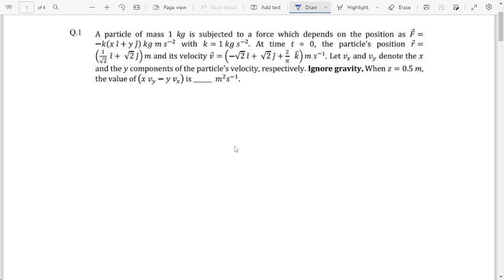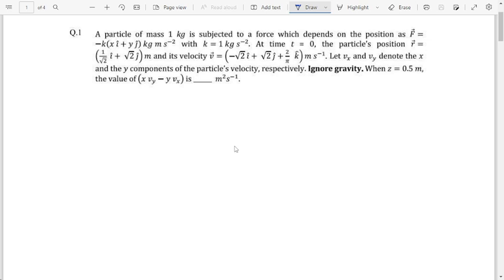We are going to see two solutions to this question. Actually, there are three, but the third solution is absolutely very long. It requires integrating the force equation to get velocity as a function of time and then integrating it further to get the position as a function of time. So we are not going to discuss that. We are going to discuss two other solutions.